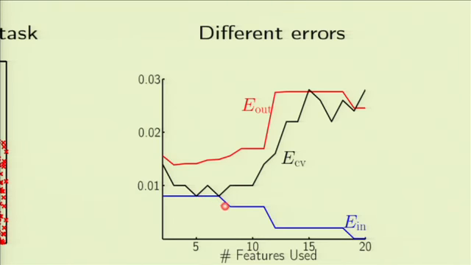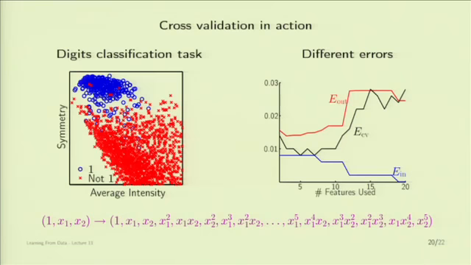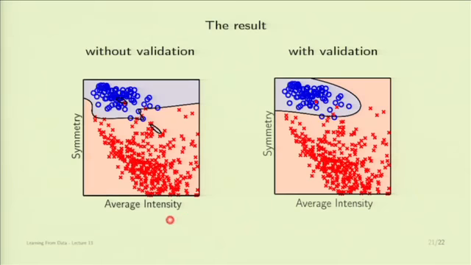So if I take between 5 and 7, let's say I take 6, I would say, okay, let me cut off at 6 and see what the performance is like. So let's look at the result of that. Without validation, with validation. Without validation, I'm using the full model, all 20. And you can see, we have seen this before, overfitting, sweating bullets to include this single point in the middle. And after I included it, guess what? None of the out-of-sample points was red here. This was just an anomaly.